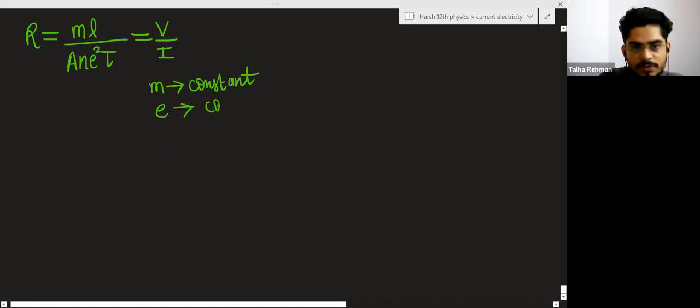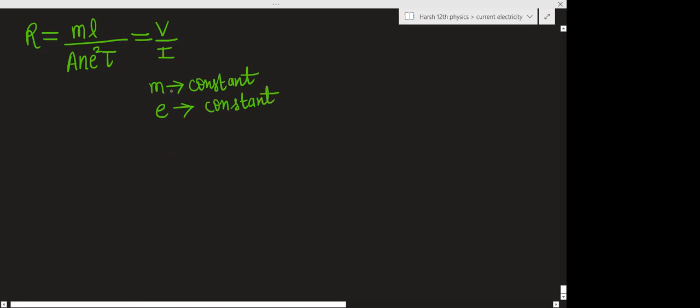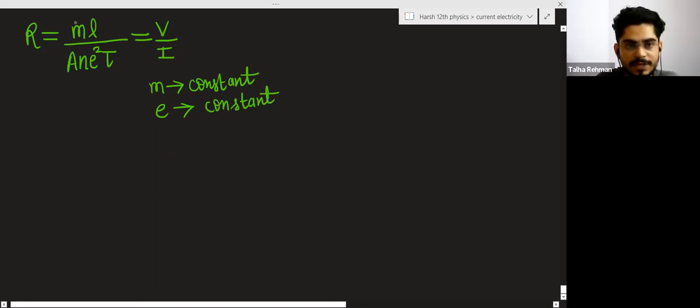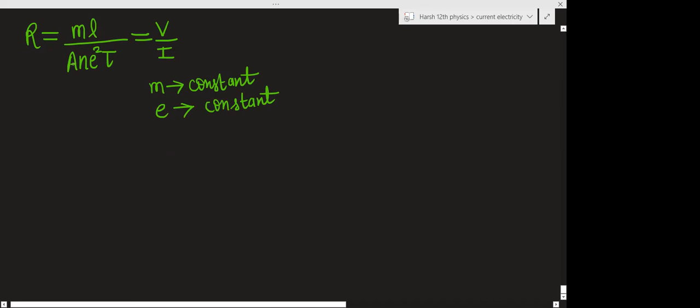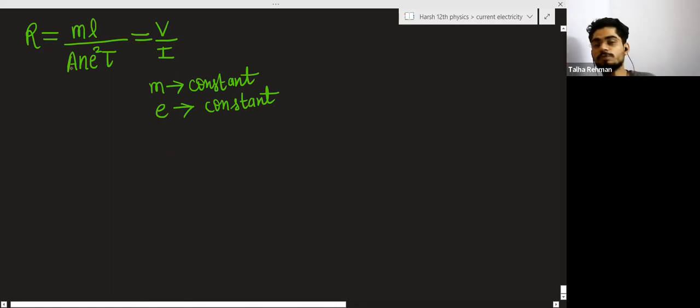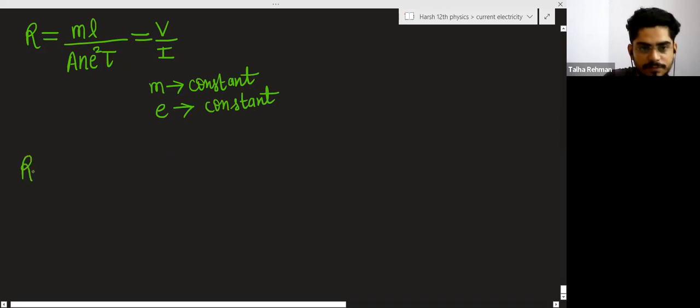The charge on an electron is constant and can never be changed. So mass and charge can never be changed, but length can be changed. Length of the wire can change, area of the wire can change, number of electrons per unit volume can change by changing the material, and relaxation time can change.